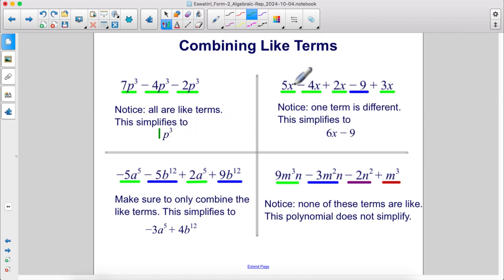Over here, these are all, in green underline, the like terms. Negative 9, however, is not a like term, and it has to remain by itself. The other numbers can be added together.